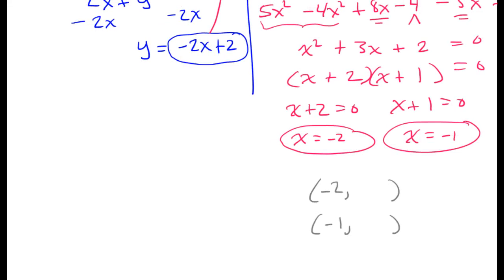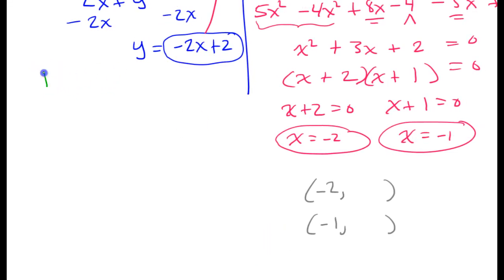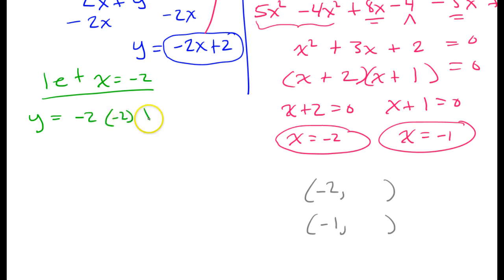Let's see. How much space do I have? Let's let x equal negative 2, because that's the first x value. So that'll give me y is equal to negative 2 times negative 2 plus 2. So that's y is equal to 4 plus 2, so y is equal to 6. Okay, so when x is negative 2, y is 6.